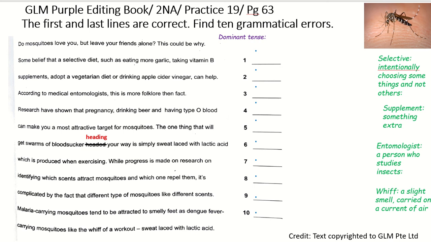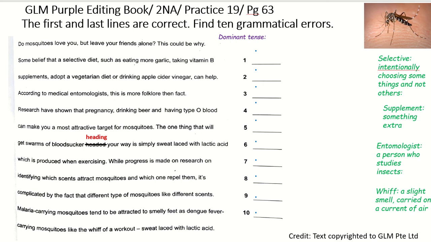Today we're doing the GLM Purple Editing Book for Q&A, Practice 19, page 63. Before we begin, please edit this error. Okay, this word should be heading, not headed.